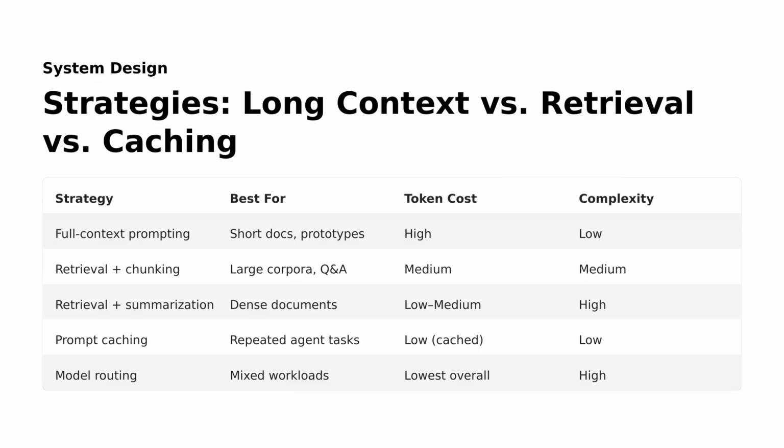Full context prompting is simplest, but token costs get high, so it works best for short documents or early prototypes. Retrieval with chunking scales better for large corpora and QA. Retrieval plus summarization lowers cost for dense documents, but adds complexity. Prompt caching is efficient for repeated agent tasks, and model routing gives the lowest overall cost for mixed workloads, though it's the most complex to implement.